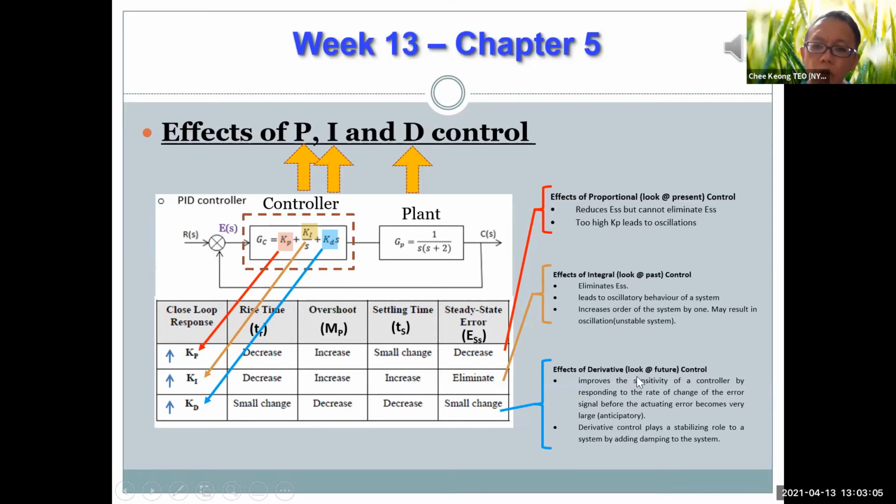Now for the D controller, which looks at the future, it basically looks at the derivative. That means the change, whatever change that is happening right now, and it derives a stabilizing control signal to even that out. Let's say, for example, I am moving too much to the right, it will just push the control to the left. So that's why it's trying to normalize it. So that's basically a PID controller for you.